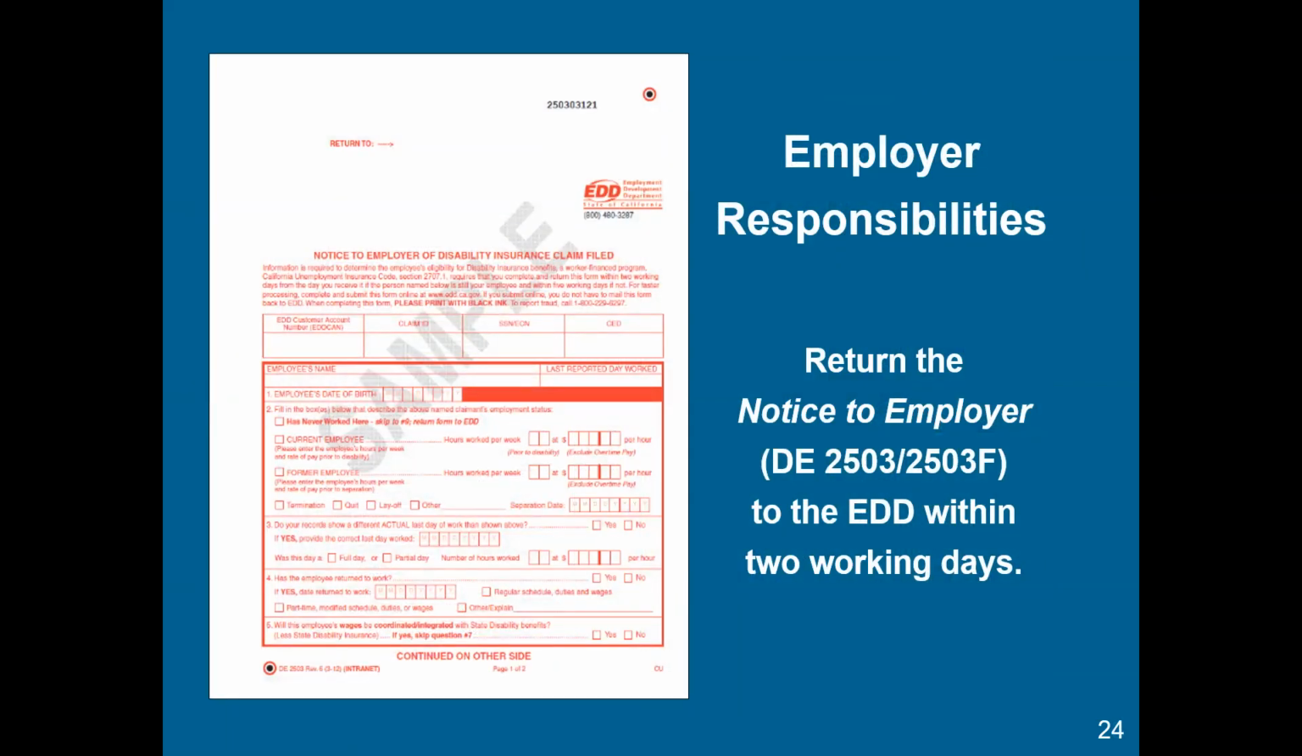So when an employee files a DI or PFL claim, you, the employer, will be sent a Notice to Employer of Disability Insurance or Paid Family Leave Claim Filed form. For disability, it'd be DE 2503, and for paid family leave, it'd be DE 2503F, which should be completed and returned within 2 working days. Now, I know that sounds crazy, but the DI form can be completed online. Unfortunately, for PFL at the moment, it is only available by mail, and we do understand that that takes a little bit longer than 2 days.